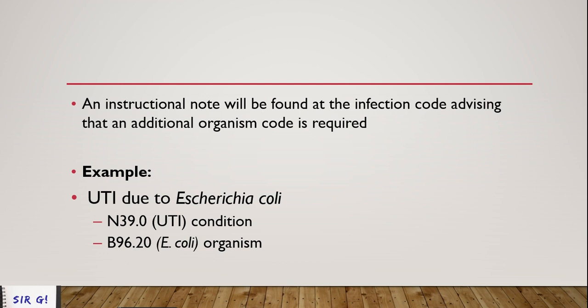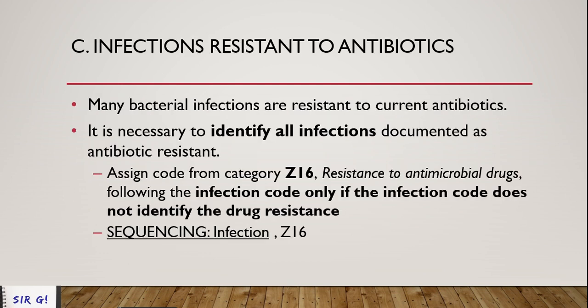So you have your B96.20 E. coli as the causative agent or the cause of your infection. As you can see, it's B96 because it's not strepto, it's not staphylococcus, and it's not enterococcus. So we are going to use the other bacterial agents category, which is just your B96. Okay, so let's move on.